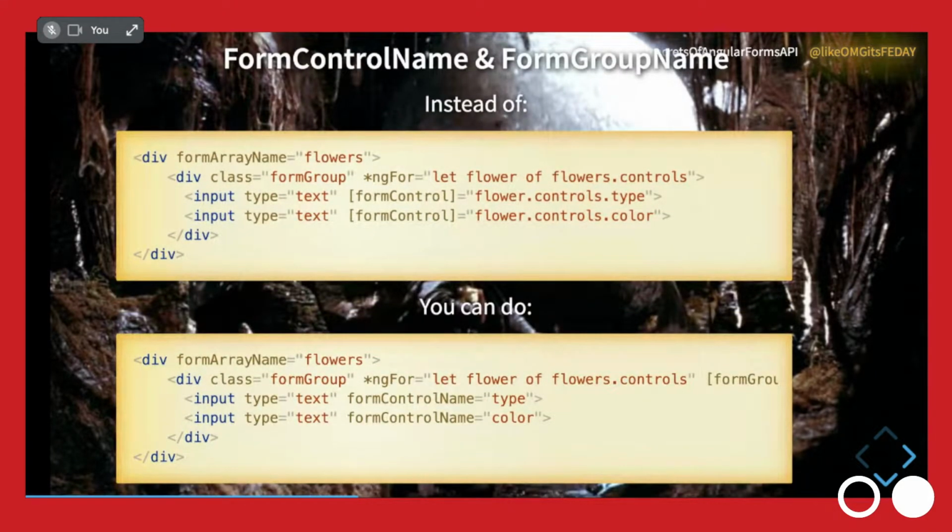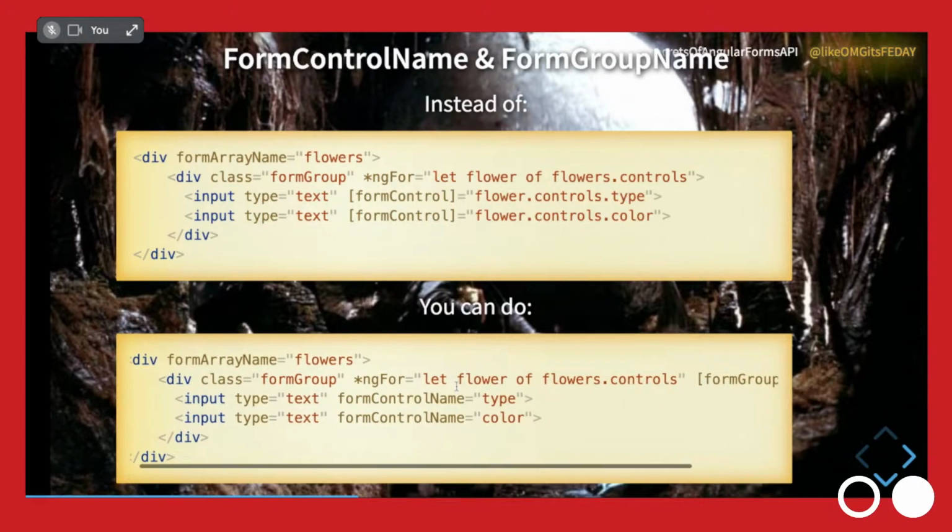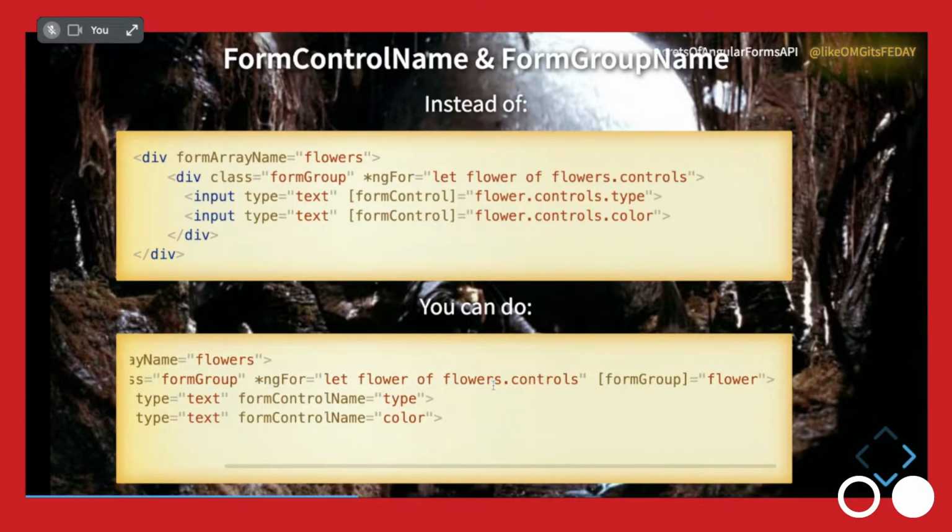So if we talk about using form control name and form group name, we can compare these two examples. What we care about is we have an array of flowers, and for each of those flowers, there's going to be a type of flower and a color of flower. So here we are just iterating through this array of flowers, and then we're using the form control, and we're having to access this by going into that flower, accessing the controls property, and then accessing whatever that form control is inside of that form group.